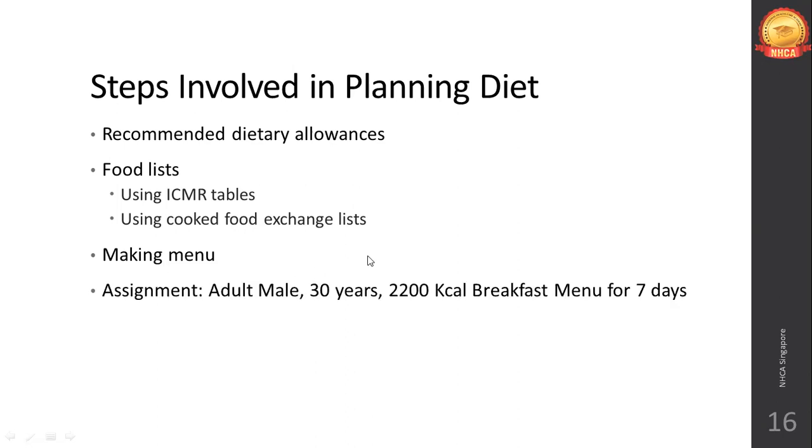This assignment I had given for the previous batch. Those who have not done it, you can do this as well. Adult, 30 years, 2,200 kilocalories. Breakfast menu for 7 days. No lunch, no dinner, just a breakfast menu. A lot of online sites are available, Healthify and all, a lot of online sites are available.